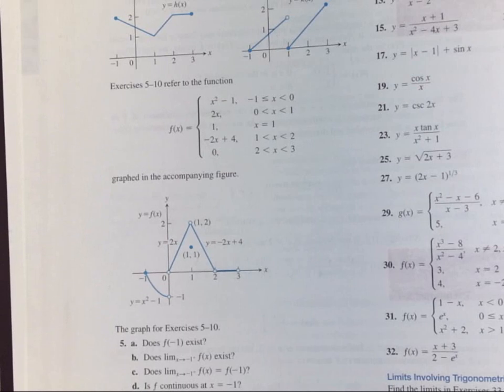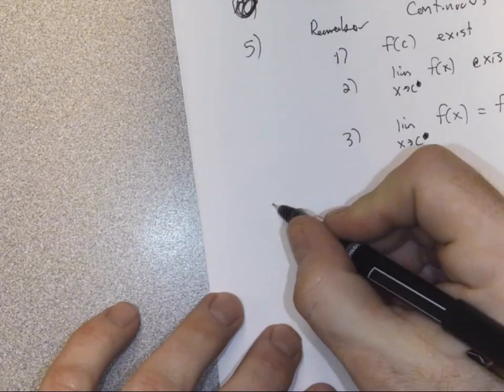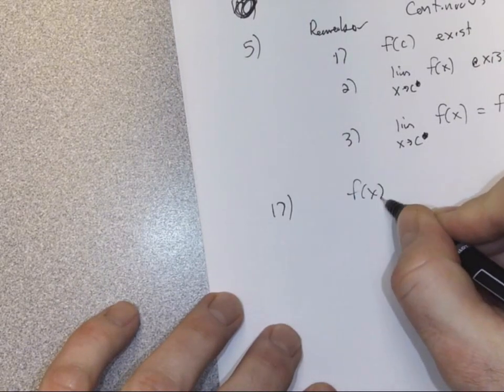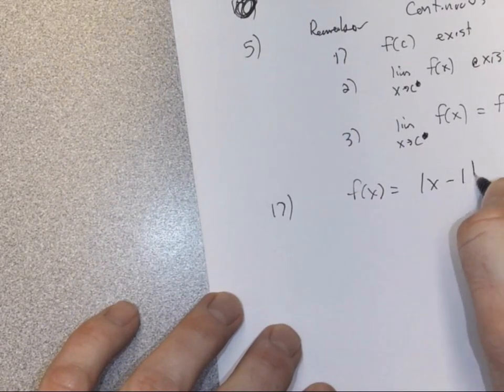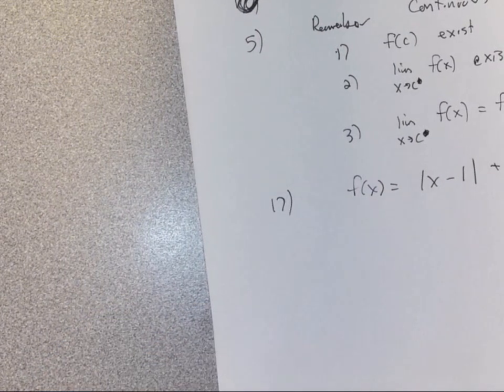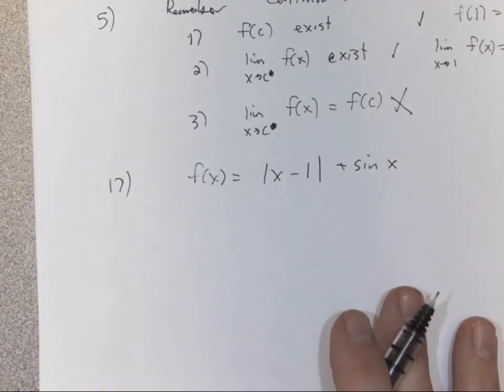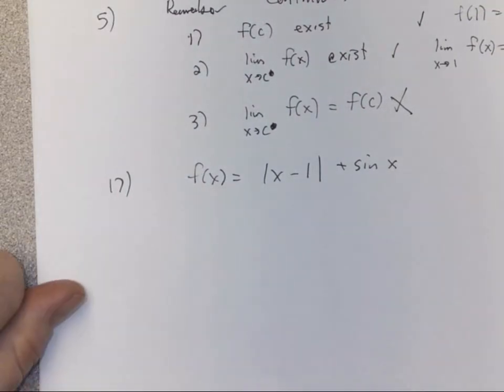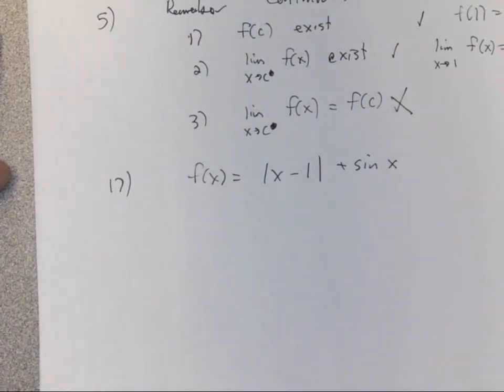All right, number 17. We have the function f of x is equal to the absolute value of x minus 1 plus the sine of x. I told you guys to be careful of piecewise functions, right? And what we know is the absolute values are piecewise functions. Now, absolute values are nice piecewise functions because they're continuous piecewise functions.